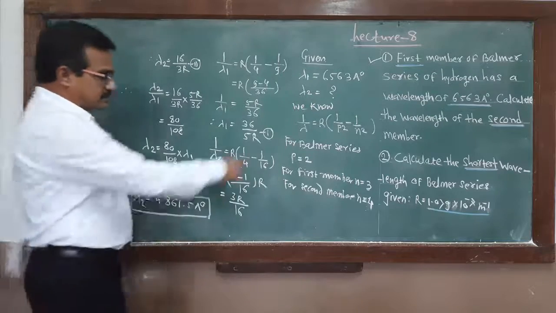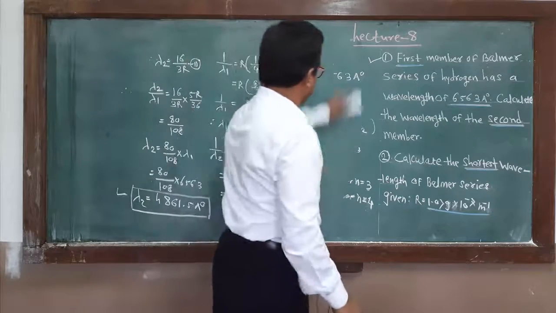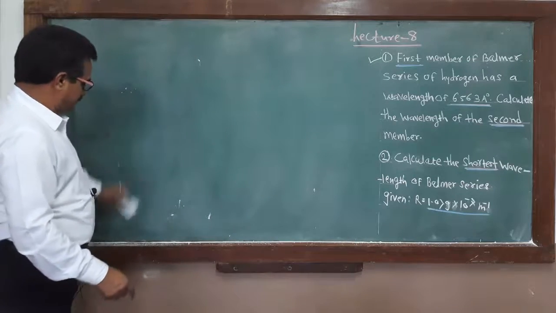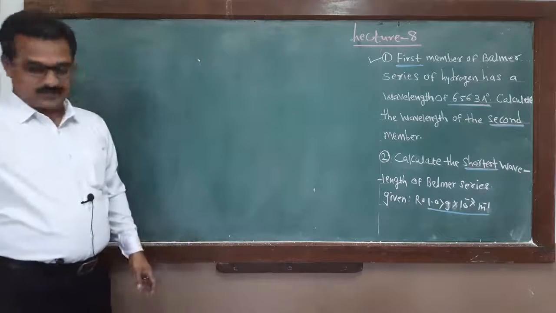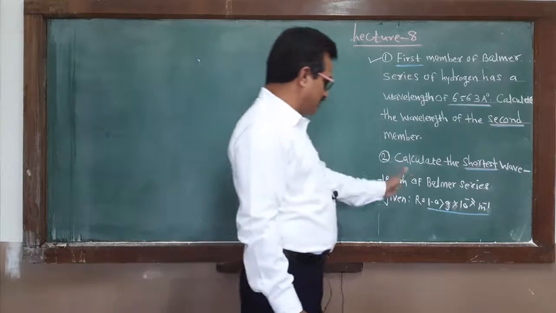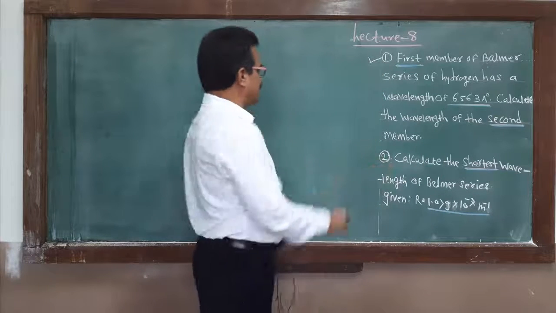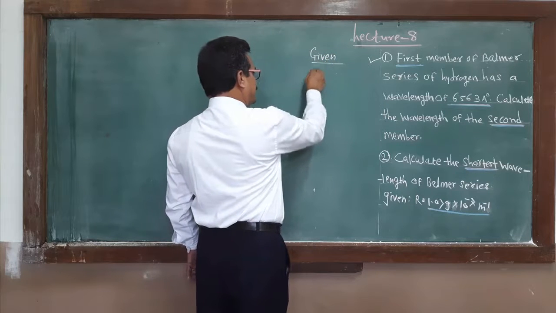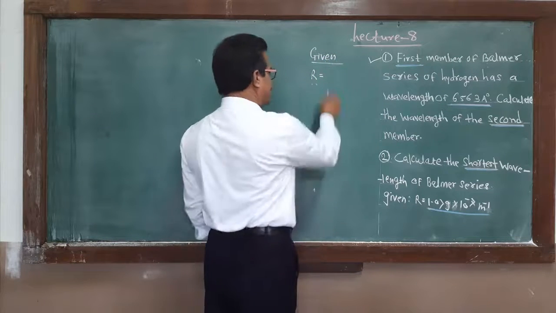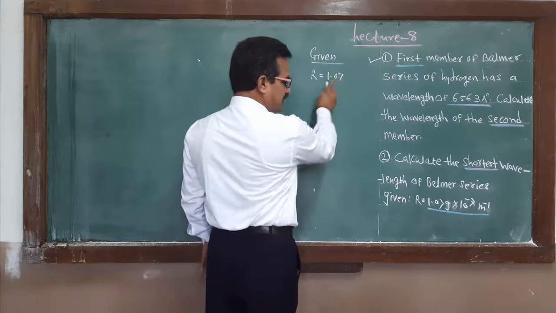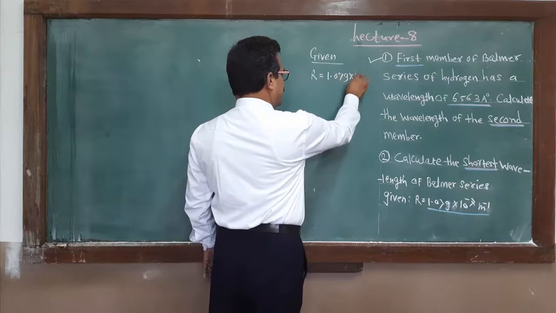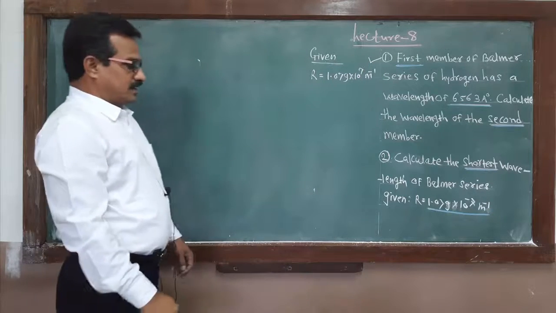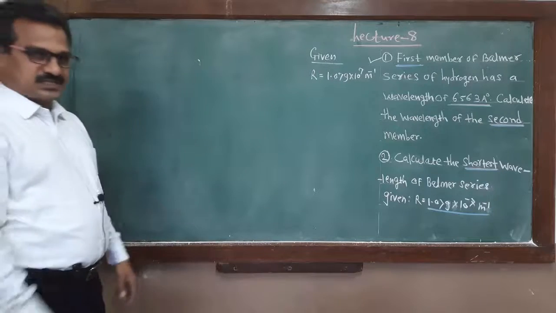The next, second problem. Calculate the shortest wavelength of Balmer series. Given R is equal to, what is given? The value of Rydberg constant is given, 1.079 multiplied by 10 raised to 7 per meter. This is given. Calculate the shortest wavelength of Balmer series.